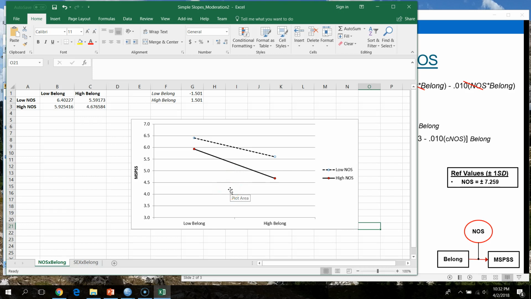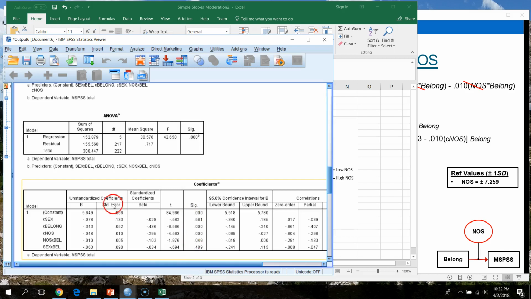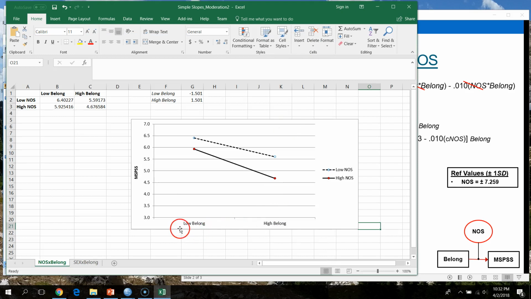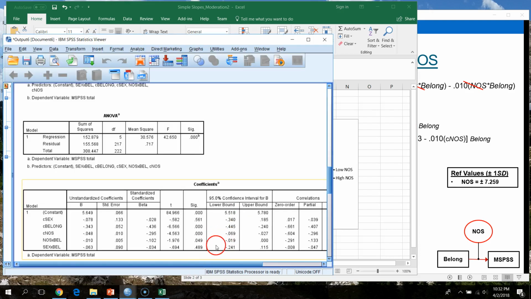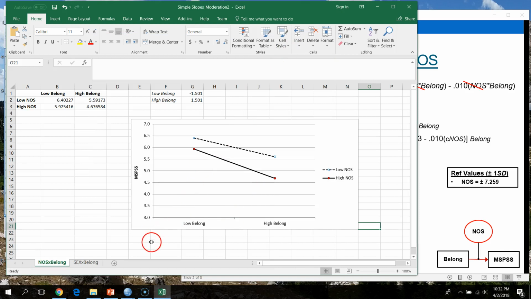The only drawback here is that we don't know whether or not these slopes are statistically significant. The interaction term tells us that there's a reliable difference, or that network orientation changes the nature of the relation between belongingness and perceived support. That's what we know from the fact that this is a statistically reliable effect, at least in these data. But what we don't know is if this slope is reliably different than 0, if this slope is reliably different than 0. Based on our factored equation, we can't really calculate effect sizes for our conditional effect of belongingness on perceived support at high and low levels of NOS.